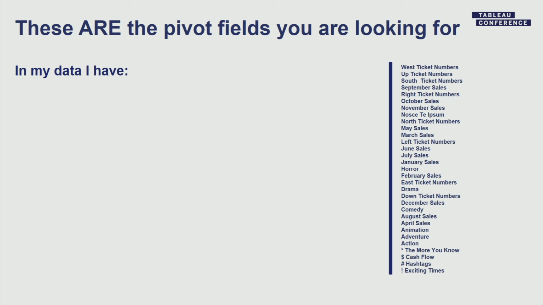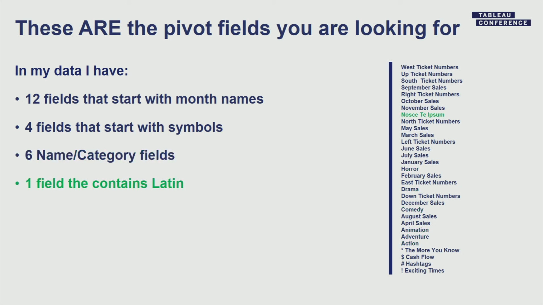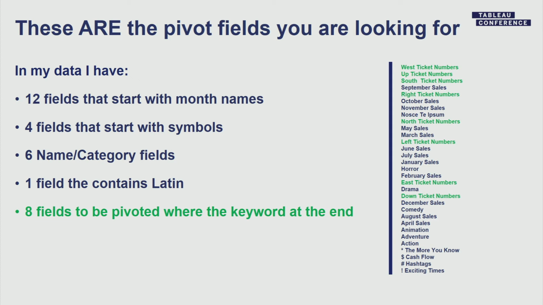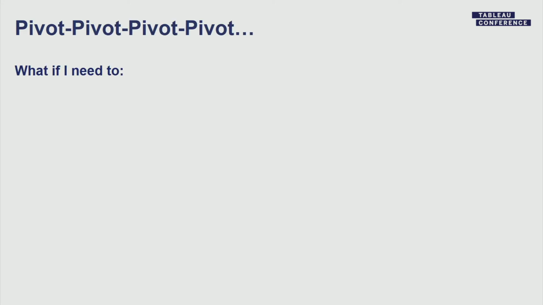What if I have a billion fields in my data source? So let's say these are the fields in my data source, and I have 12 fields that start with month names, 4 fields that start with symbols, 6 name category fields of movies, 1 field that contains Latin, and I don't even speak Latin, and then 8 fields that I actually want to pivot on, all in reverse alphabetical order. What do? In Tableau, you might have to hunt and peck through the entire list of data source fields. In Tableau Prep, you can just search for it, or you can provide a regular expression and then find all your fields and drag them to the pivot.